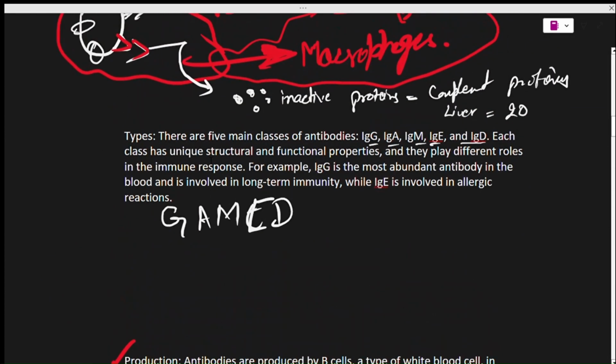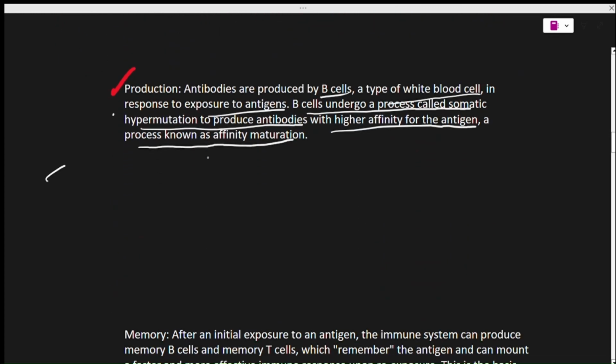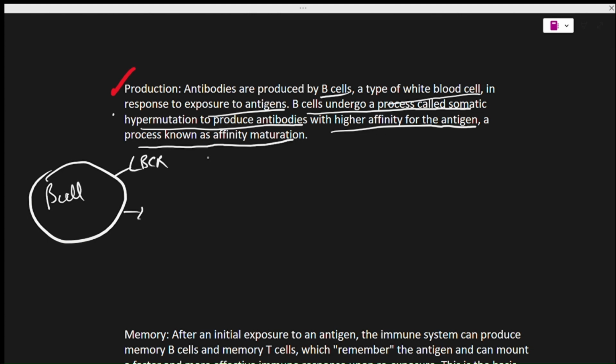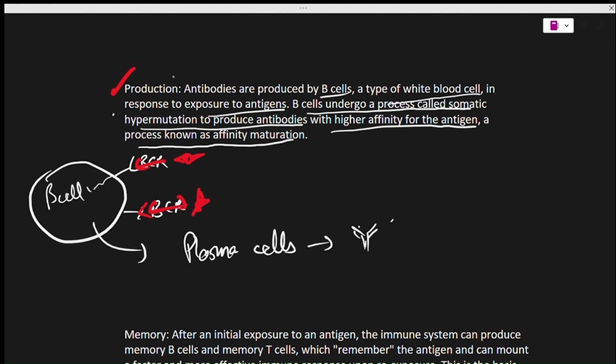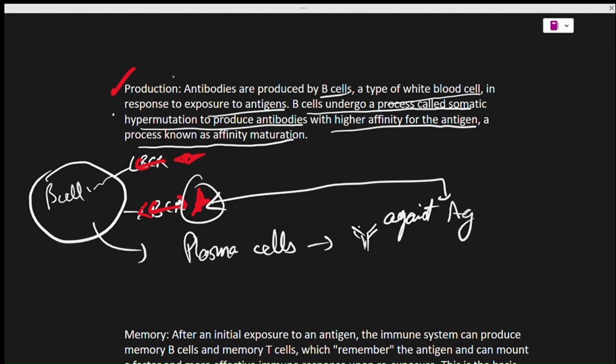Okay, see here, this is our B cell, and these are B cell receptors. Some antigens will come and bind to these receptors. Okay, so after that what happens is, signal goes inside the B cell, it will transform into plasma cells, and these plasma cells in turn will form antibodies against this antigen. Okay, this antigen right here, these antigens.